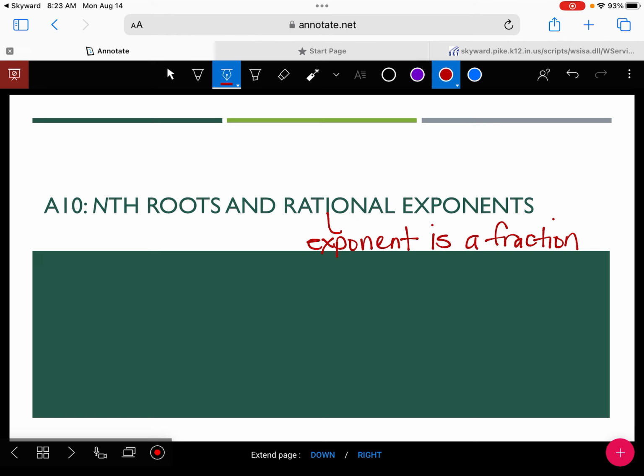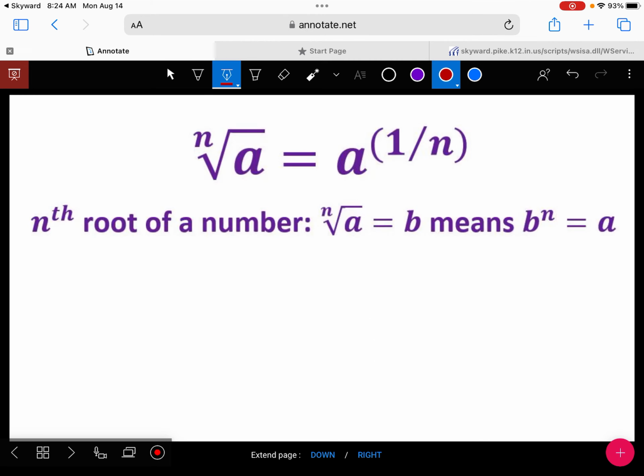All right, so here's the definition that you need to copy down, and we're going to do some examples to kind of work through that. So we're going to talk about how do you write a radical or a root as a rational exponent, and what does that mean exactly? Okay. All right, so let's go ahead and copy down this definition, and then we'll talk about what that means.